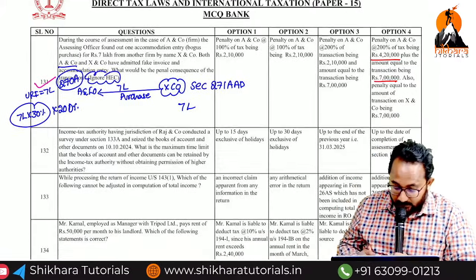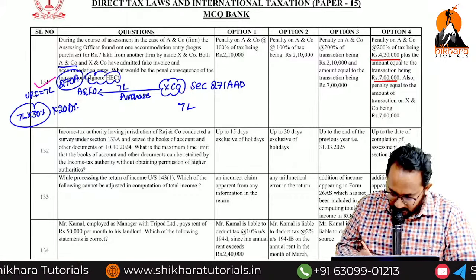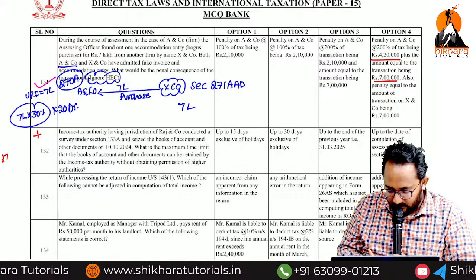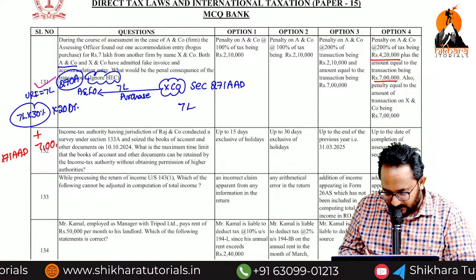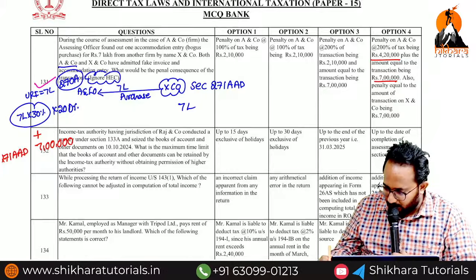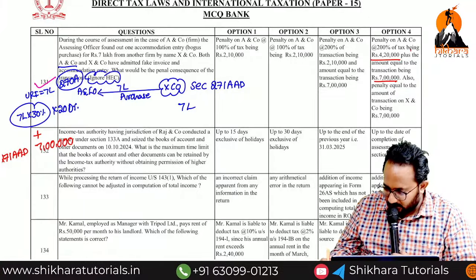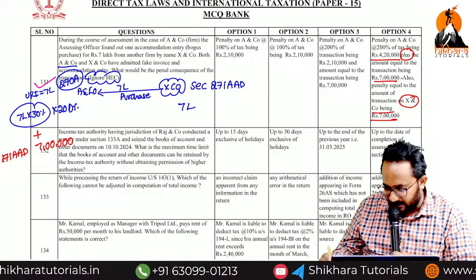And now one more thing. False entry passed by both the parties, right? Yes. Again 271AAD we have to apply, and here also we can add 7 lakh. This is a twist. Remember, A and Co, and X, we have to pay at 7 lakh.